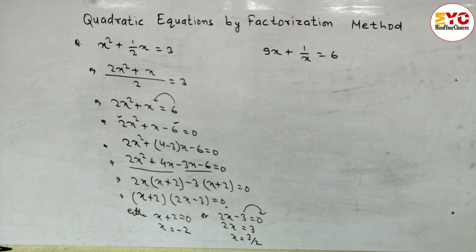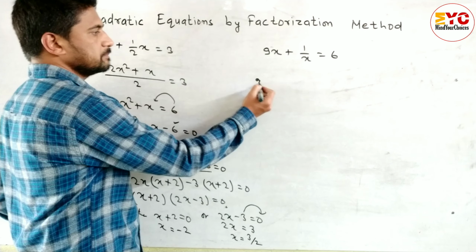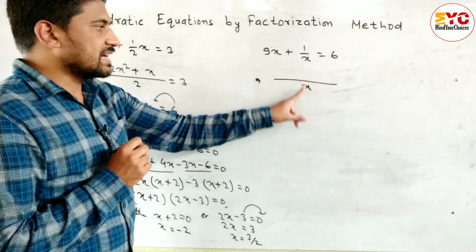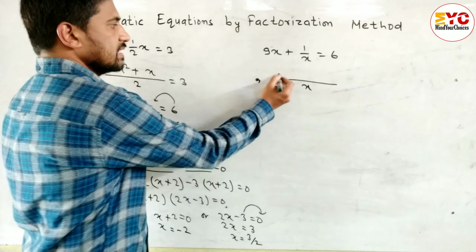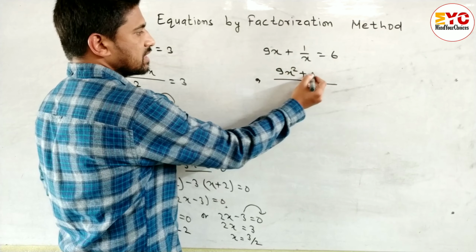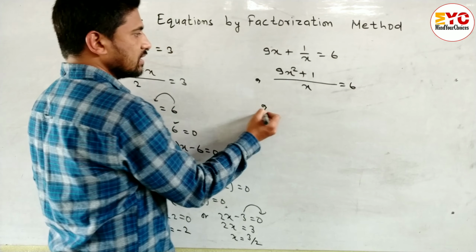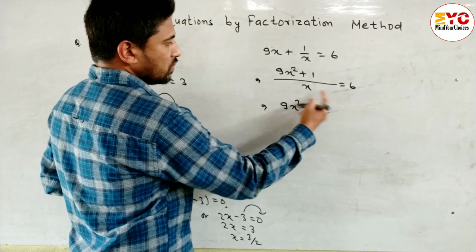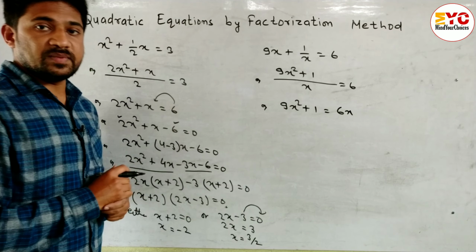9x plus 1 by x is equal to 6. Now look properly here. First of all, we have to take the LCM. LCM is x. So x into 9x, 9x square plus 1 is equal to 6 into x, 6x. We have to cross multiply.